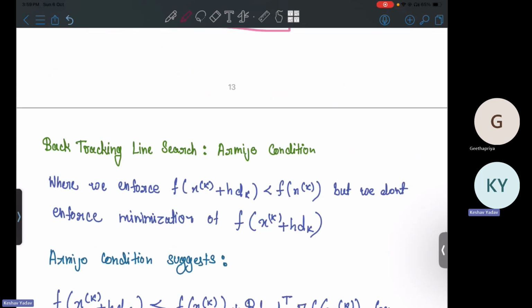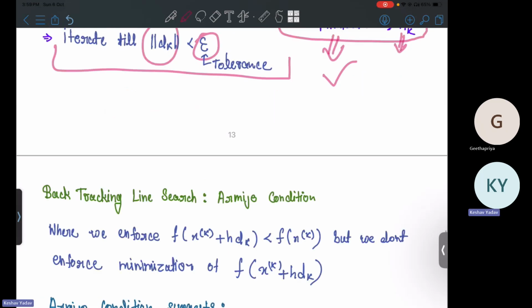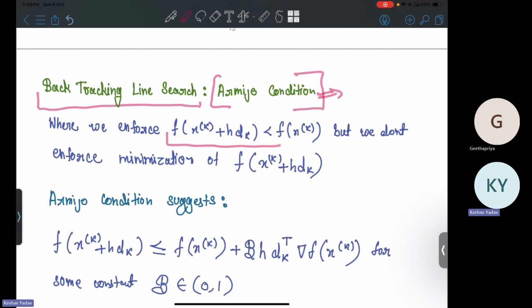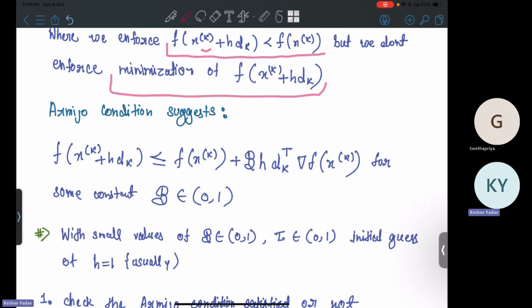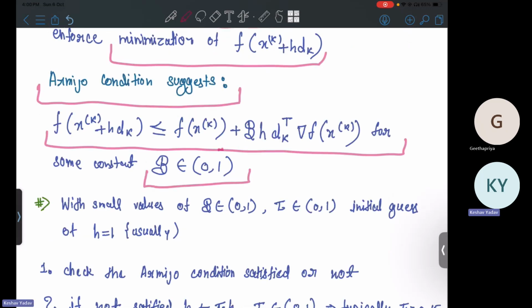Now this method will lead to the best solution, but it can be computationally expensive. Okay. So in some cases, the backtracking line search method is used to find the step size, where the Armijo condition should be satisfied. What is the Armijo condition? Where we impose that f at k plus 1th iteration should be less than f at kth iteration, but we do not impose the minimum condition. And how do we do that? The Armijo condition suggests that this condition should be satisfied for some value of beta in between 0 to 1.